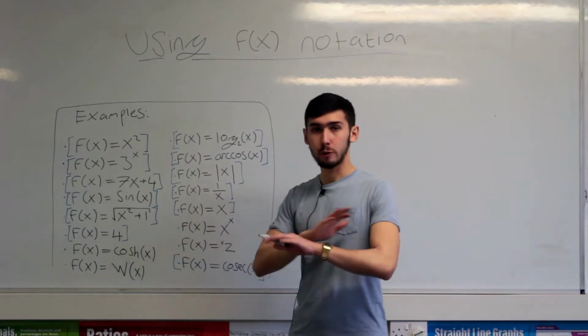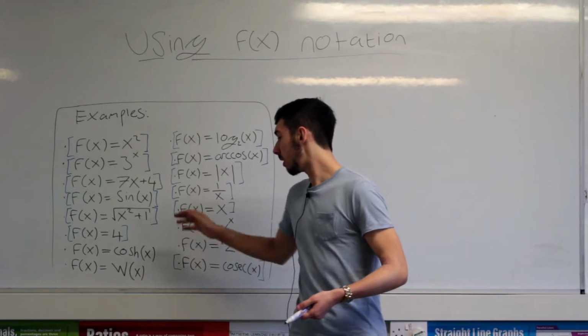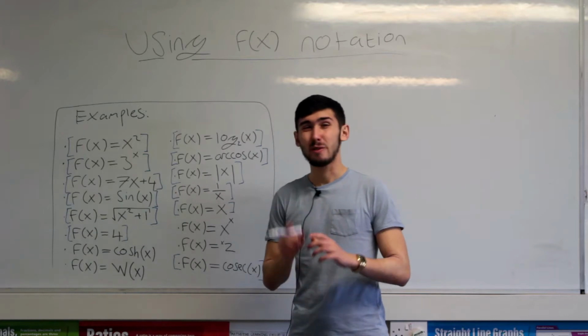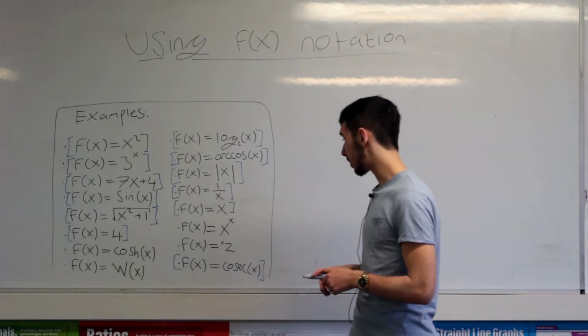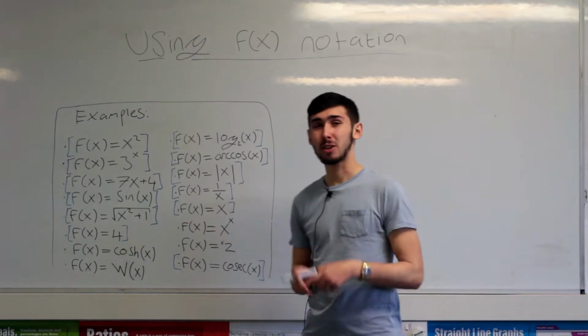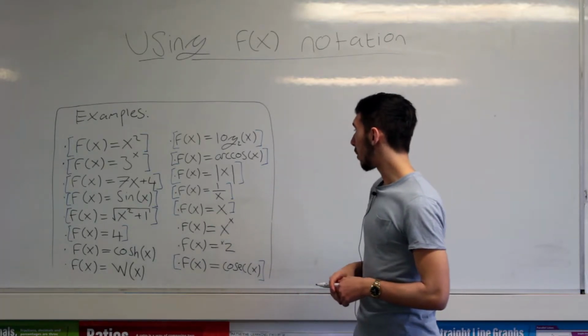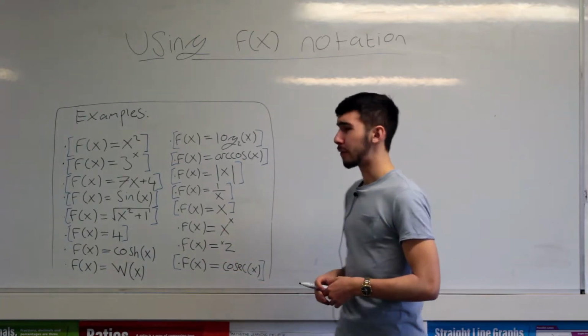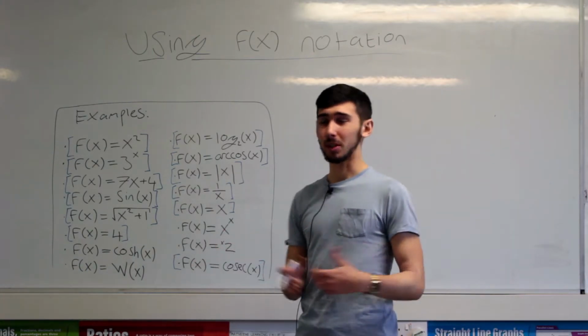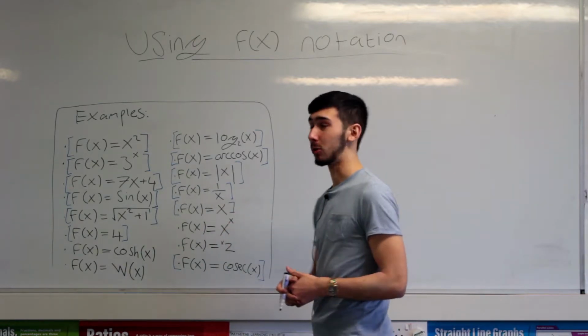Cosh x, forget it unless you're doing further maths. Lambert W function of x, forget about it, even if you're doing further maths. It's not in there. 2 to the superpower of x, forget about it. We're seeing a pattern here. I just wrote those down for fun, guys, because it's fun to write random functions down on the whiteboard.